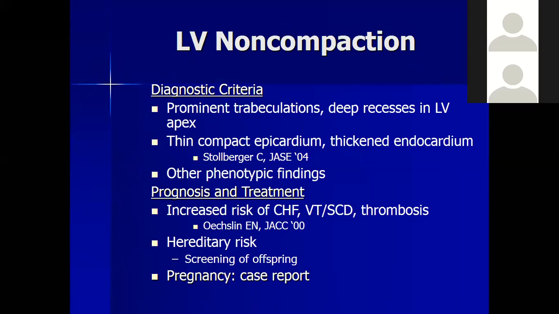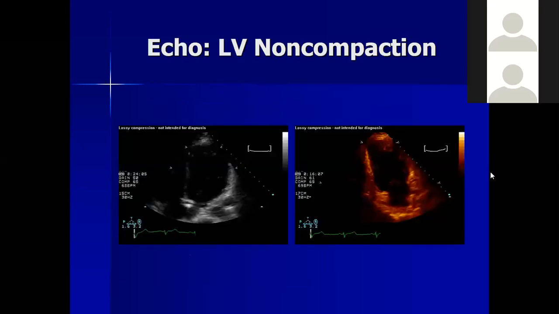LV non-compaction usually shows prominent trabeculation, with deep recesses in the LV apex and thin myocardium. During embryonic life, the compact and non-compact myocardium doesn't form properly, so they have prominent deep trabeculation in the LV apex. If you can see here, this is the trabeculation here. There are deep recesses. You can see here also.